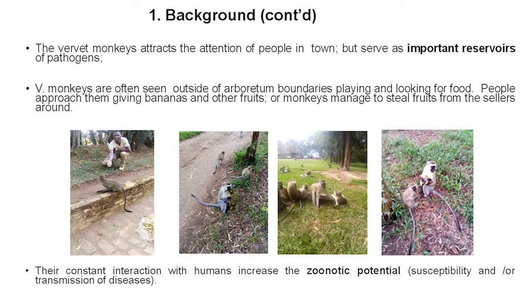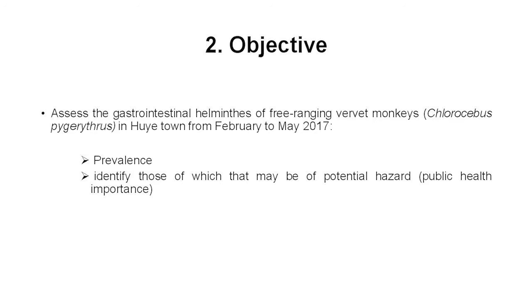As in the picture here below, you can see people interacting with the monkeys, and this constant interaction with humans is increasing the zoonotic potential. The same vervet monkeys can be affected with parasites from humans, as they can also transmit the same diseases to humans. The objective was to assess the gastrointestinal helminths, looking at the prevalence, and among the parasites found, to see whether any can be a public health hazard.